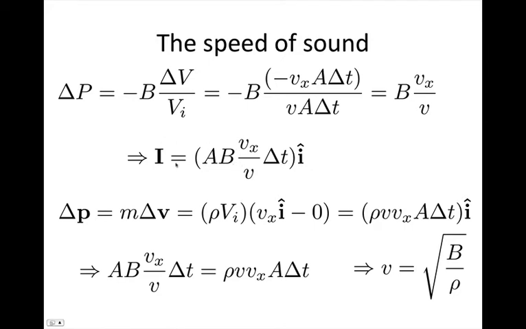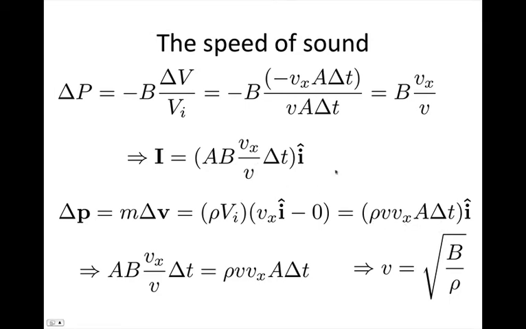And we know that impulse is also equal to the change in momentum. So the change in momentum is just the mass times the change in velocity. The mass of the gas is equal to the density of the gas times its volume. And the change in its velocity is the vx i minus 0. So that's rho v vx A delta t, because the initial volume was v A delta t. Here's the vx and there's our i.